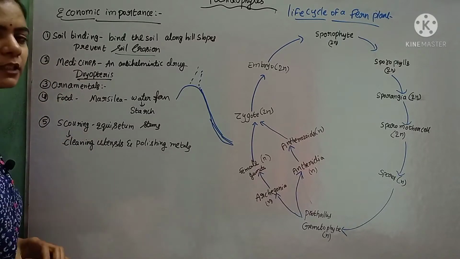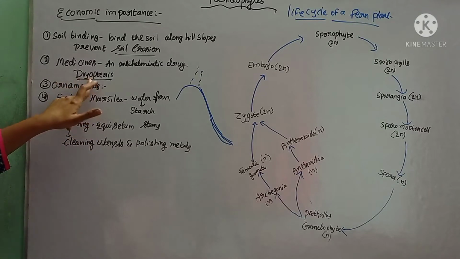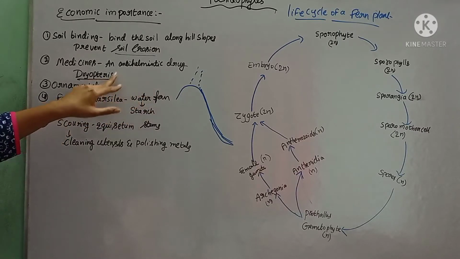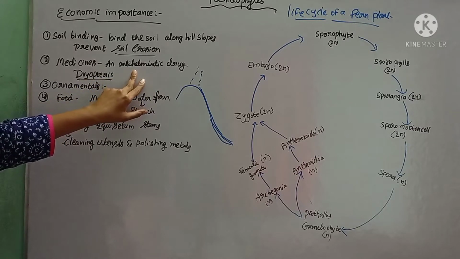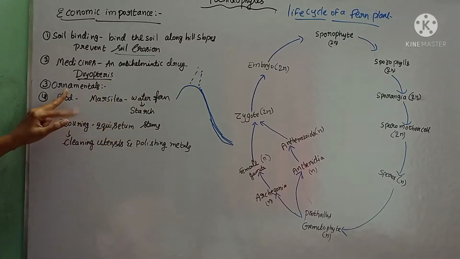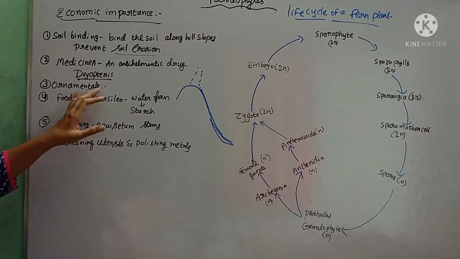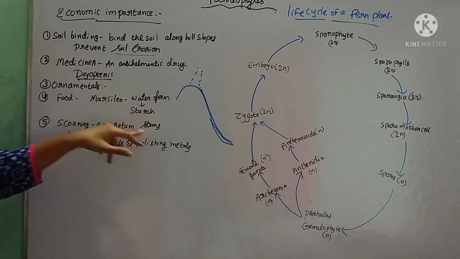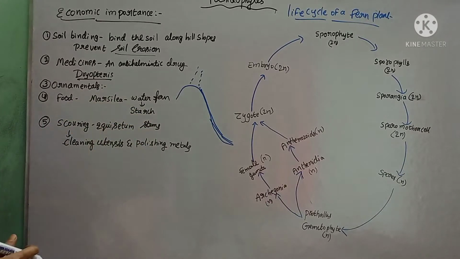And some members of these pteridophytes like Bryopteris will be used as an anti-helminthic drug. These are anti-helminthic drugs used for curing the helminth parasites present in the body. And some members of the pteridophytes like ferns are used as ornamental plants, which are useful for the decoration of houses and are grown in gardens and parks. And some members like Marsilea, which is a water fern, are rich in starch. It is used by some tribal people as food.